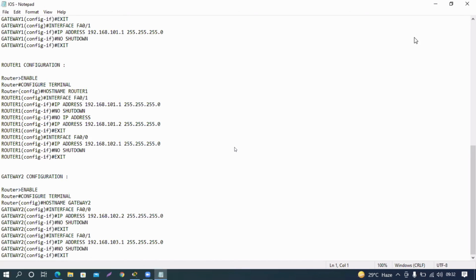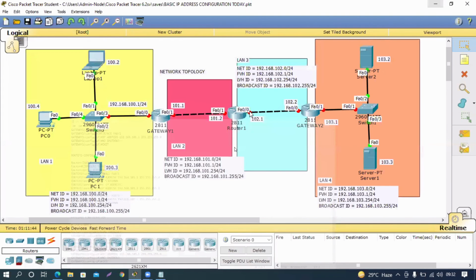Now, draw this topology and note down the IP addresses properly. You have around 10 minutes of time to complete this.